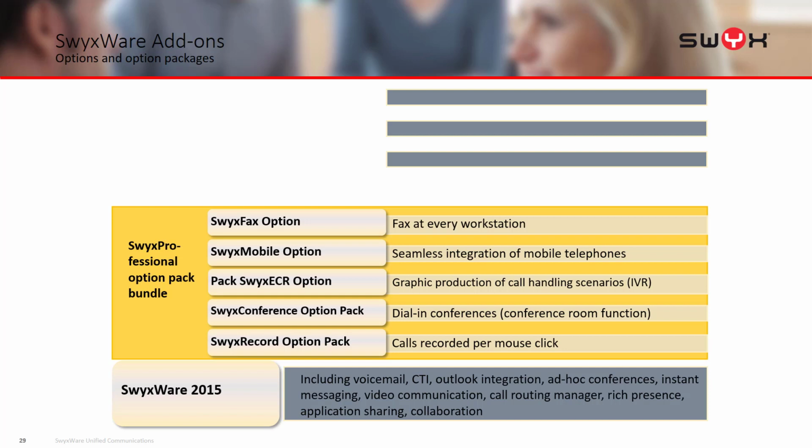So that's the product, and we've added some extra product onto that recently. Swyx CTI Plus. So out of the box, even with the standard Swyx license, you can control a system phone with the screen. If you put the CTI Plus license on, you can control any phone, and I really mean any phone, with the screen. You can even control your mobile or your home telephone, for example.